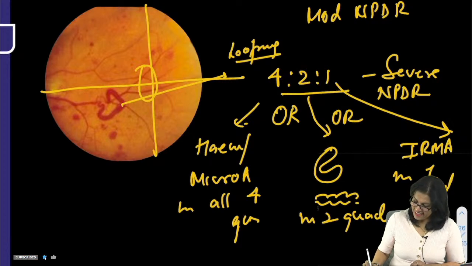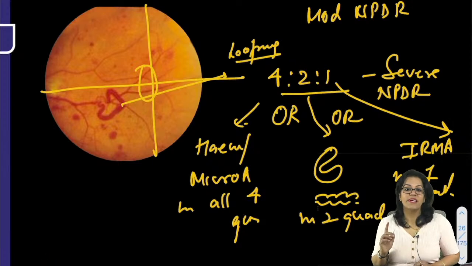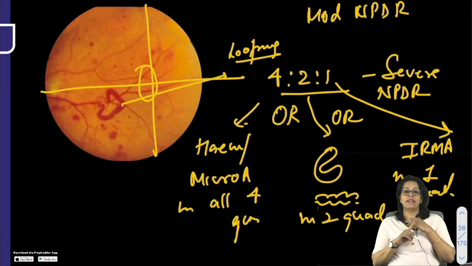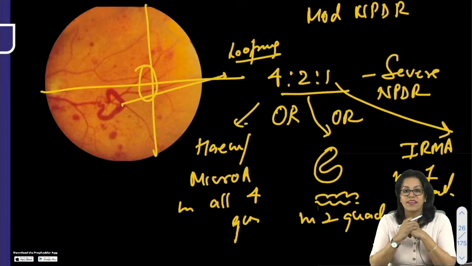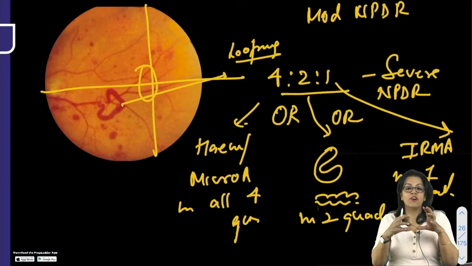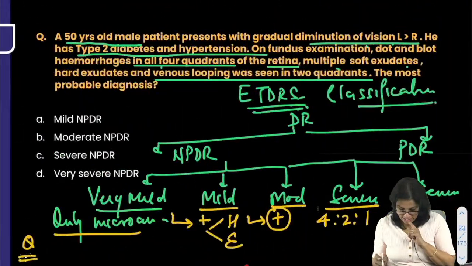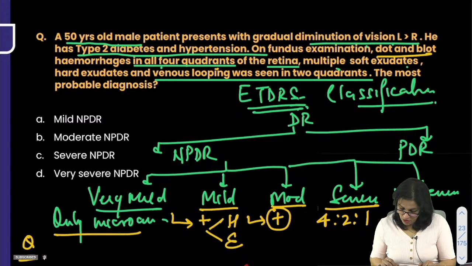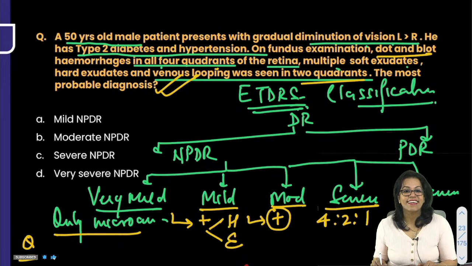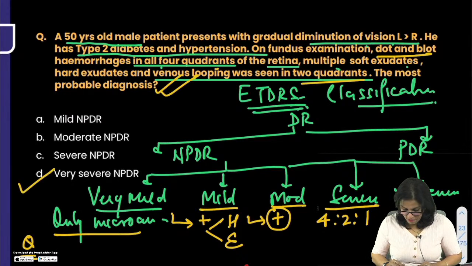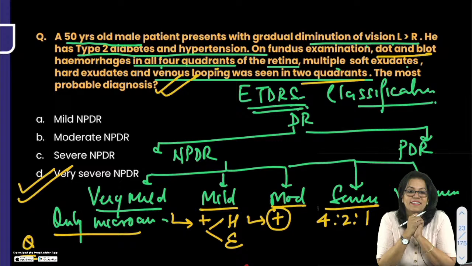Got it? Now all of you pay attention. So go back to your question. But what was very severe? Any 2 criteria of the 4:2:1 rule is very severe. If you see this question, it is not only hemorrhages in all 4 quadrants that are seen, but also venous looping in 2 quadrants. 2 criteria of 4:2:1 are fulfilled. So our answer should be very severe NPDR. Okay? Now you will be careful.